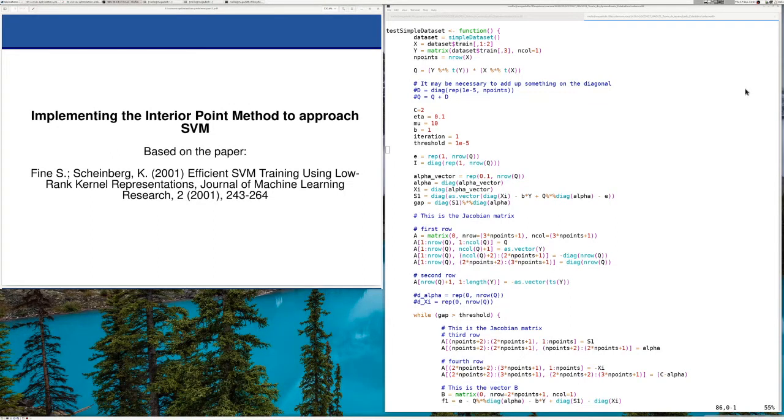Hello. Now we go for the solution. Okay, we're going to implement our interior point method. This paper was discussed in the previous video, and now we have the solution here. Of course, I'm going to open it up and explain the details.